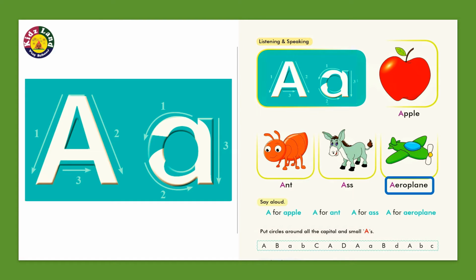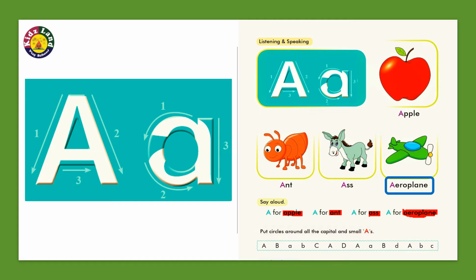How do we say it? It is A for apple. Next, A for ant. And A for as. A-S-S, as. And A for aeroplane. What is it? A for aeroplane.